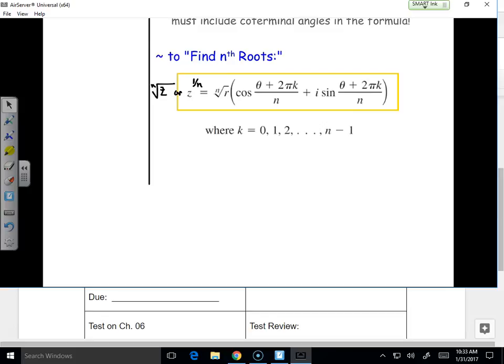If we have a Z that's being nth rooted, another way of saying it is Z to the 1 over nth power. Same thing. You know that, take an algebra teacher. These are the same thing, right? Then I'm going to take the nth root of R and divide the angle by n. Isn't that the same thing as multiplying by 1 over n?